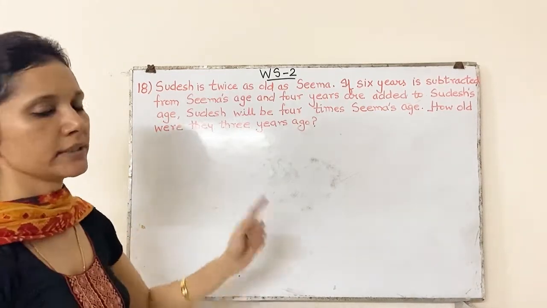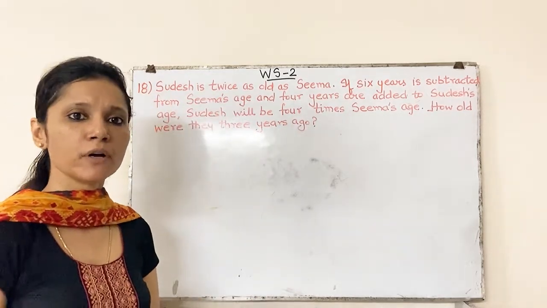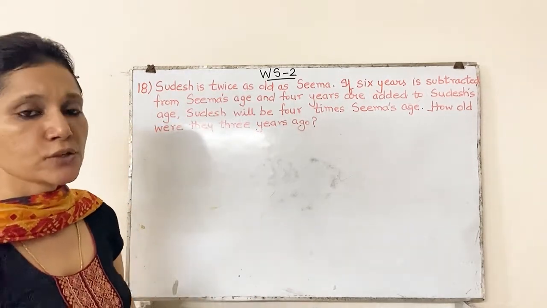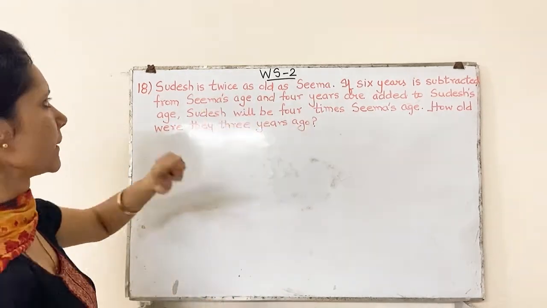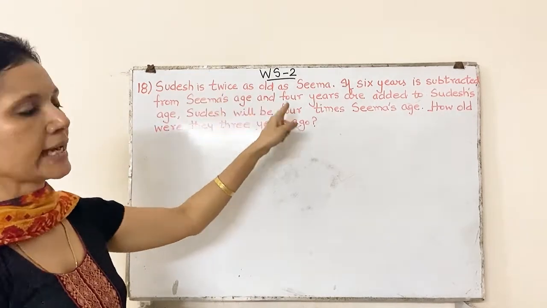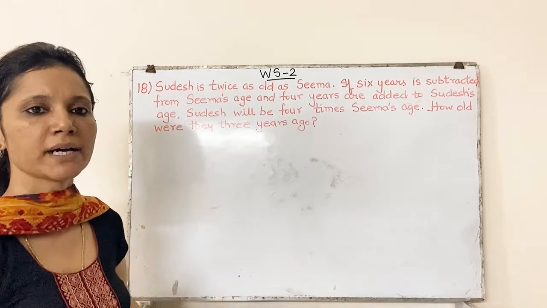How old were they 3 years ago? Now if you read the question whole altogether, then you would be confused. So better is to read the question in bits and pieces. Read the first line. Sudesh is twice as old as Seema. That means they are talking about Sudesh's and Seema's present age.